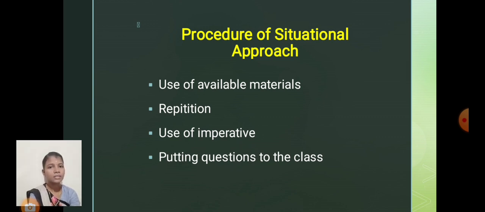And the second one is repetition. The words and sentences taught in the classroom situation can be repeated again and again by the teacher. The third one is the use of imperative sentences. The teacher asks the students to perform some activity and he himself gives the statement. For example, Murali, stand up and go near Jay. For this sentence, Murali gets up from his place and stands near Jay. The next sentence provided by the teacher will be, Murali is going near Jay.